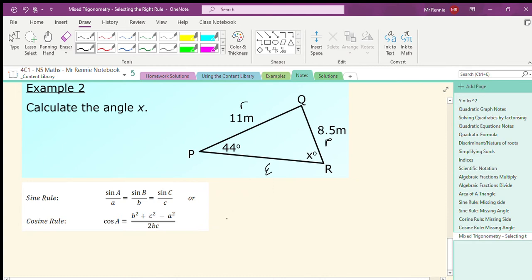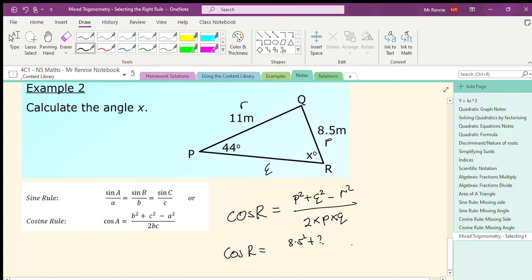So if I write this for R, it's going to be cos of R equals p squared plus q squared minus r squared all over 2 times p times q. So that's what the cosine rule would look like for us. We're going to try and put our data in now. So cos of R equals p squared, that's 8.5 squared, plus q squared, and you can see from my triangle I don't know what q squared is.